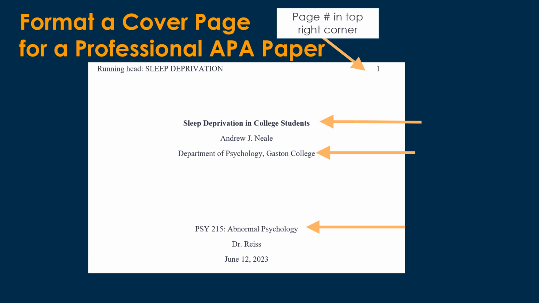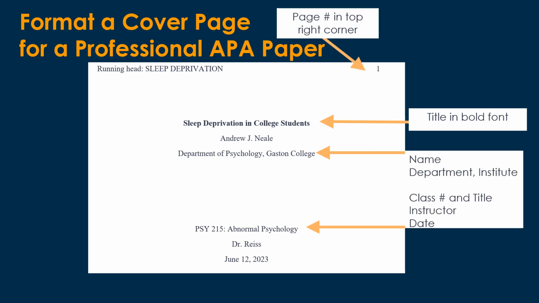Just as in the student version, here the page number goes in the upper right corner of the cover page. This is followed by the title, centered, bolded, and entered down a few lines from the top of the page. Below that comes the author's name, followed by the department and/or institute on the next line down. Hit the spacebar a few times before typing the next components, each on their own line, as follows: class name and/or number, instructor's name, and date of publication.